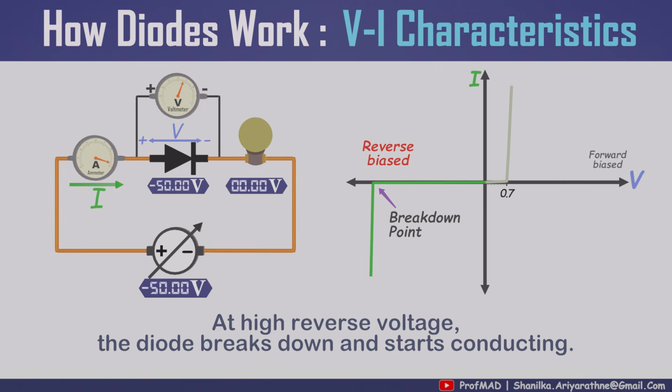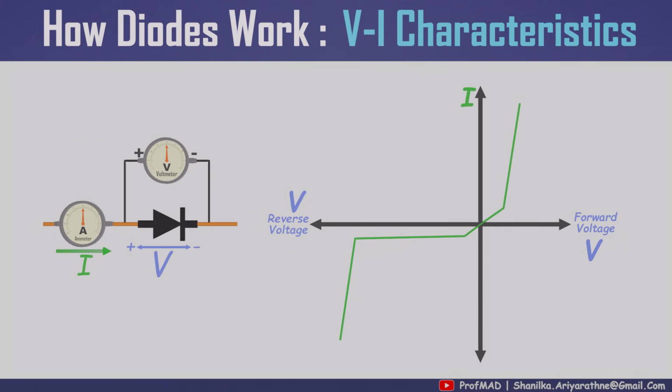If we keep pushing the reverse voltage higher and higher, the diode eventually reaches its limit. At a certain point, it suddenly begins to conduct. That voltage is called the breakdown voltage. Beyond this point, the diode no longer acts like a one-way valve. So this graph summarizes the basic VI relationship of a diode.